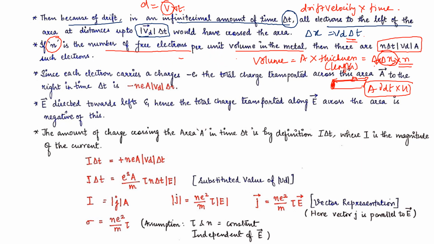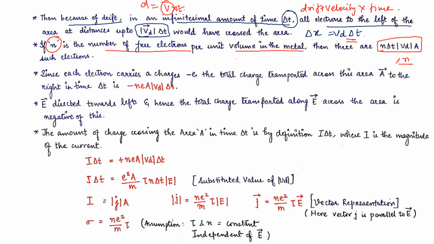Now we will see over here is the other point. Since each electron carries a charge minus e, the total charge transported across this area A to the right in time del t is minus n into e. Where is this e coming from? This e is coming from the charge.